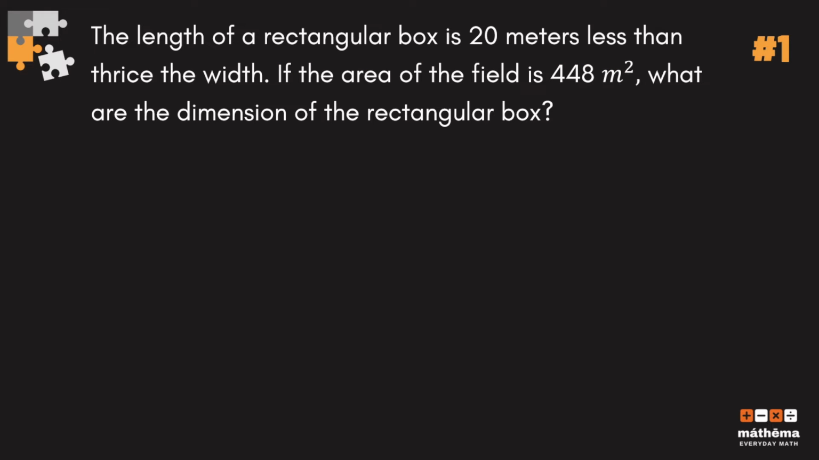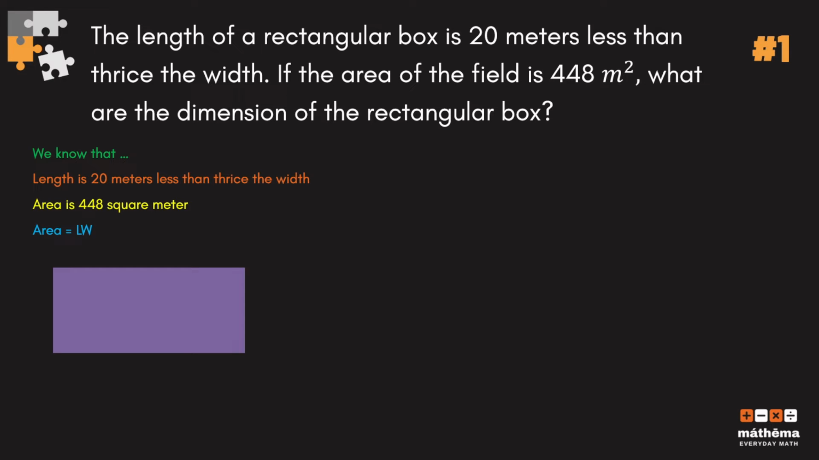The length of a rectangular box is 20 meters less than thrice the width. If the area of the field is 448 square meters, what are the dimensions of the rectangular box? First thing that we should do is list down the things that we know. From this problem, we know that the length is 20 meters less than thrice the width. We also know that the area is equal to 448 square meters. And we also know that the area is given by length times width.